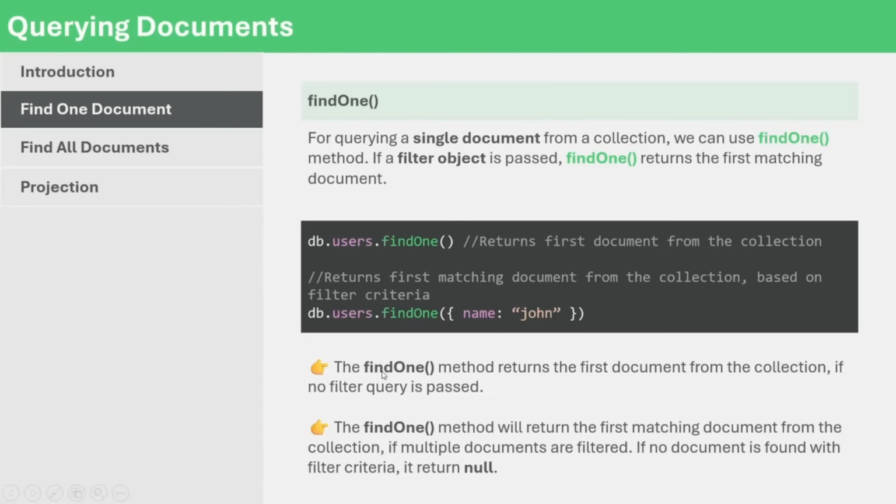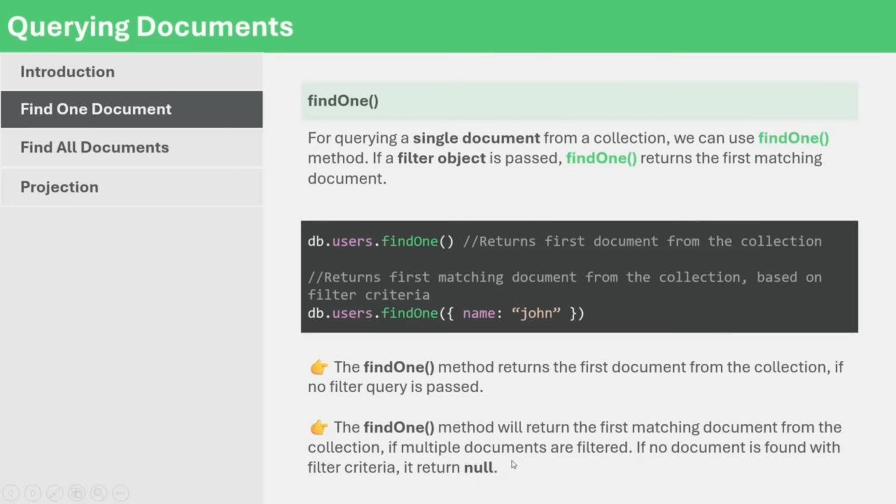So remember these points about the findOne method. The findOne method returns the first document from the collection if no filter query is passed. But if you pass a filter query to the findOne method, and if there are multiple documents which match that filter query, in that case the findOne method is going to return you the first matching document. And if no document is filtered with the filter query, in that case it is going to return null.